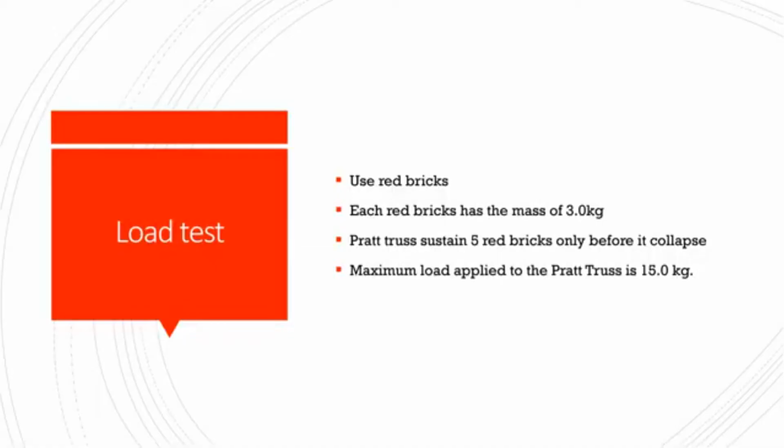During the load test, red bricks are used as the load. Each red brick has a mass of 3 kg. The Pratt truss can only sustain 5 red bricks before it collapses. Hence, we can say that the maximum load applied to the Pratt truss is 15 kg.